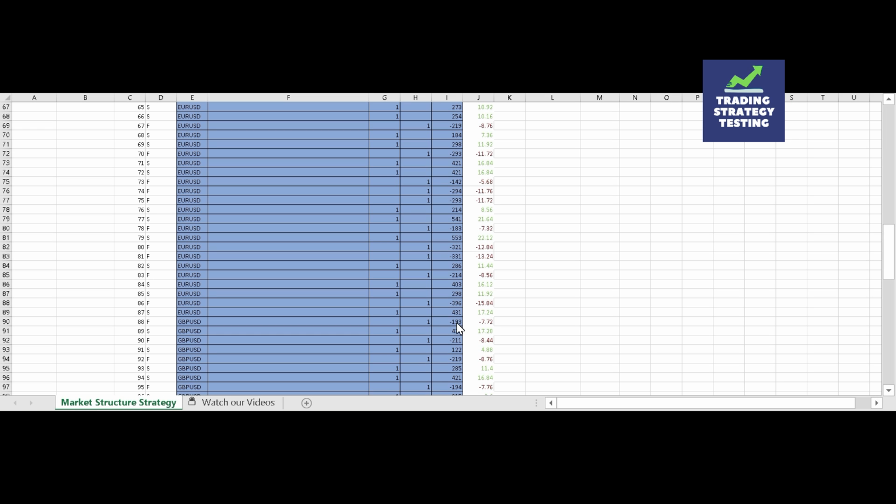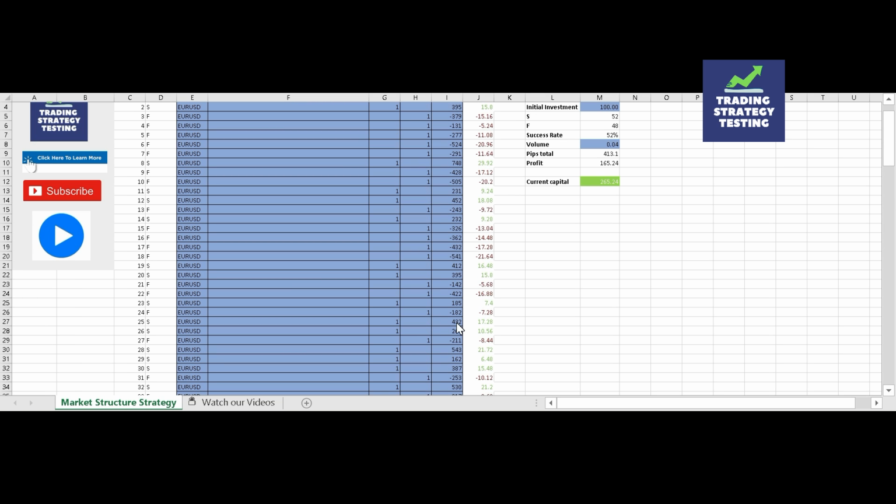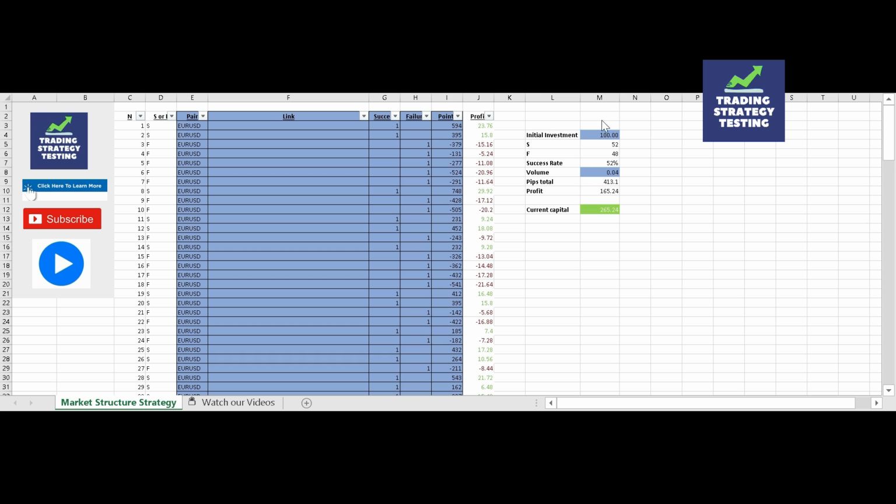Alright, let's reveal the results of this strategy after 100 trades that involved the Euro and British Pound USD with an initial balance of $100 and a volume size of 4 micro lots. We have managed to make a profit of $165.24 and turned the $100 starting balance into $265.24. The success rate is 52%, which is a good figure in the Forex market.